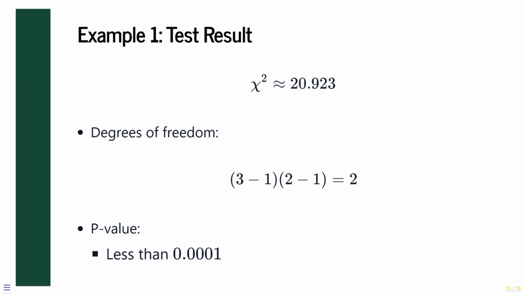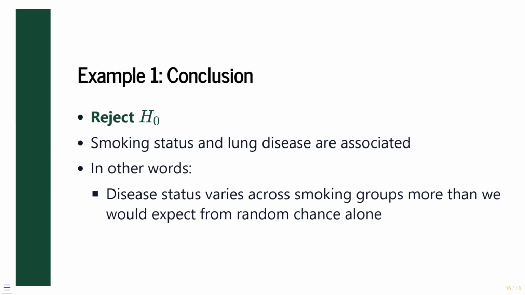The chi-square statistic is about 20.923. The degrees of freedom are 2, and the p-value is less than 0.0001. Because the p-value is so small, we reject H0 and conclude that smoking status and lung disease are associated. Disease status varies across smoking groups more than we would expect by chance alone.